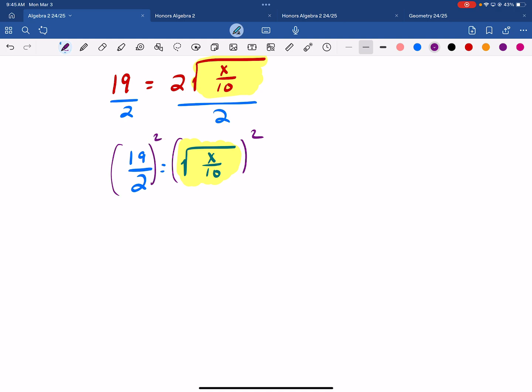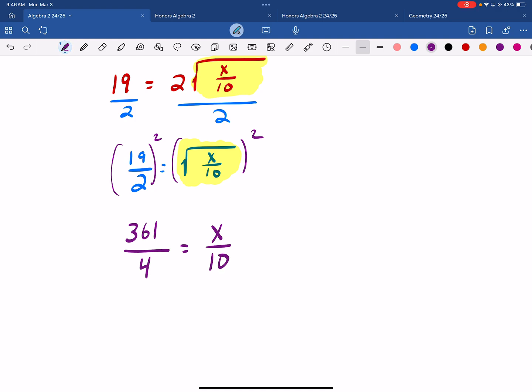What's 19 squared? 19 squared is 361. So that's 361 over 4. Remember, when you square, you have to square both the numerator and the denominator. That's equal to, oops, we took care of that by squaring it. We're just left with x over 10.